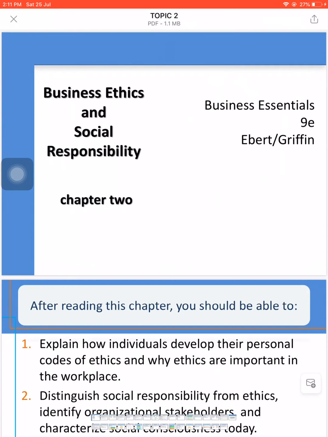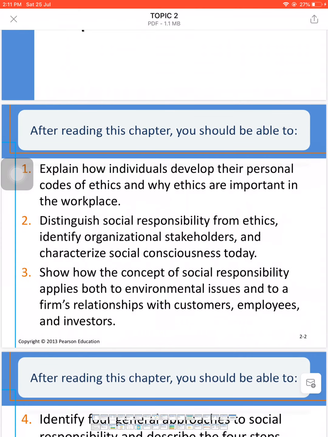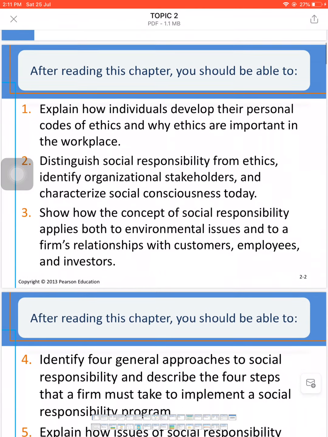The next part is implementing the social responsibility program, like approaches to social responsibility, and also how to manage a social responsibility program. The last part is social responsibility and the small business. So may I start? After reading this chapter you should be able to answer all these questions.